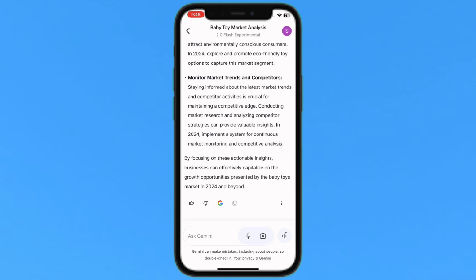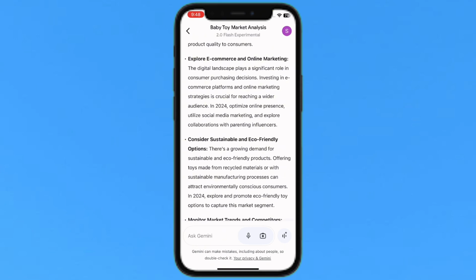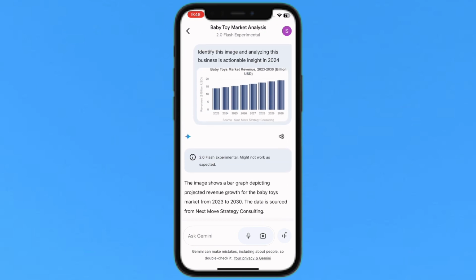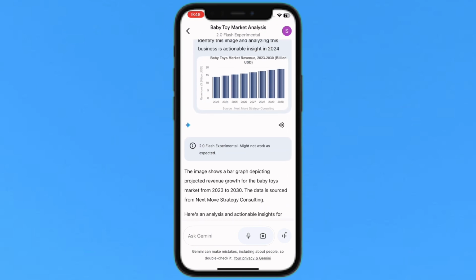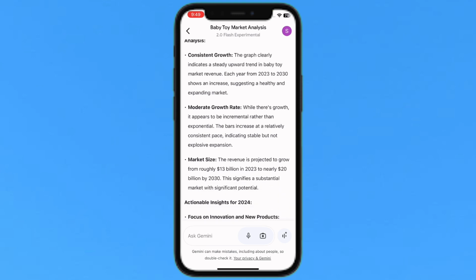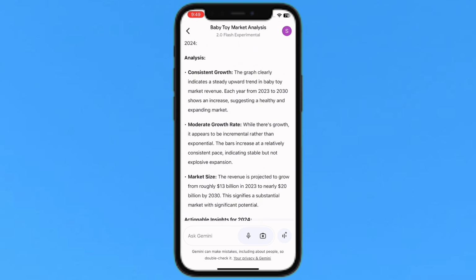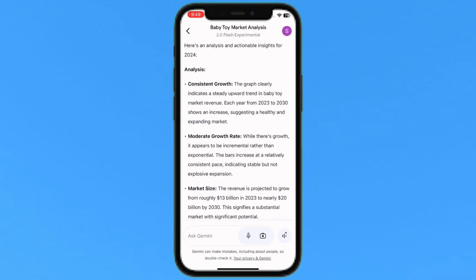in 2024 and beyond. So you can see, you will just put an image, or if you have data in raw format, meaning in Excel sheets. So if you have some sales, if you have any business and you have data, you can also attach it, and it will help you analyze your business decisions.